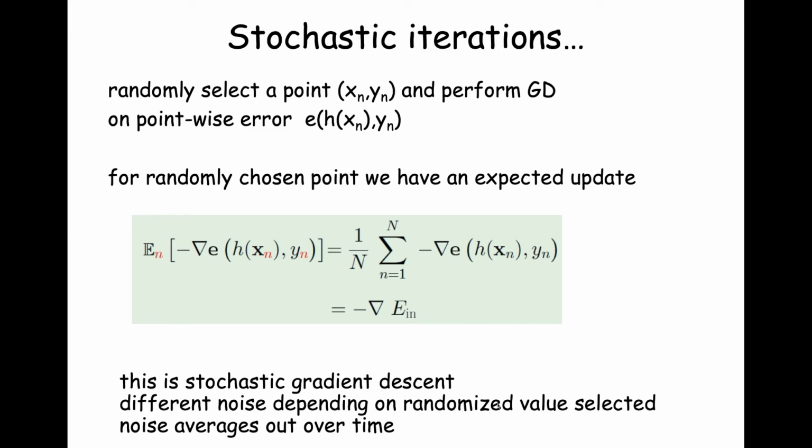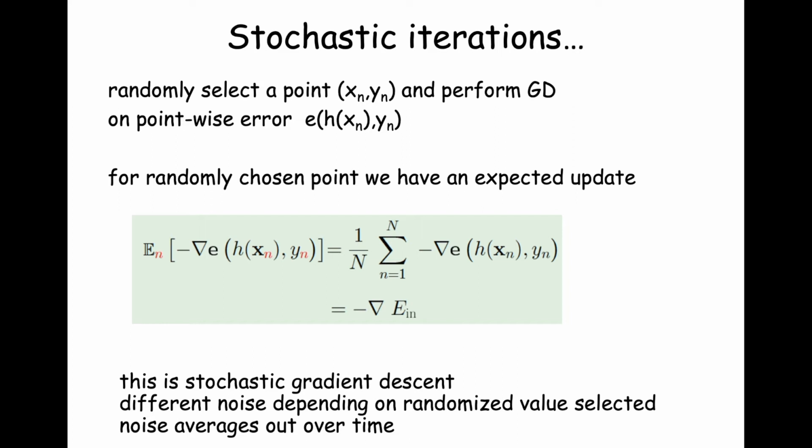The expectation of the negative of that gradient for the pointwise error is then just 1 over N, the sum as n goes from 1 to big N of this negative gradient for the pointwise error. Now, of course, if you take that average, you get exactly the batch mode error gradient. And so this is called stochastic gradient descent, and it has some desirable properties. You get different noise depending on the randomized value that you select, and the noise averages out over time.